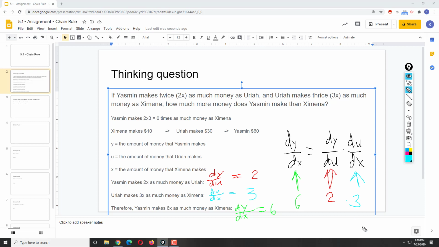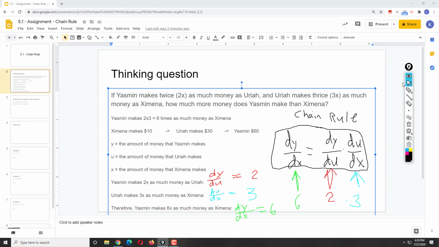So again, dy over dx equals dy over du times du over dx. It kind of works out that you could do it like this. You can say, oh, the du's cancel. I mean, strictly speaking, you can't really cancel them because dy over du is really one term. But it works out. You can think of it that way. There's a name for this. This dy over dx equals dy over du times du over dx, that's called the chain rule. Why is it true? Well, if Yasmin makes 2 times as much as Uriah, and Uriah makes 3 times as much as Ximena, then Yasmin makes 6 times. That's why the chain rule is true.